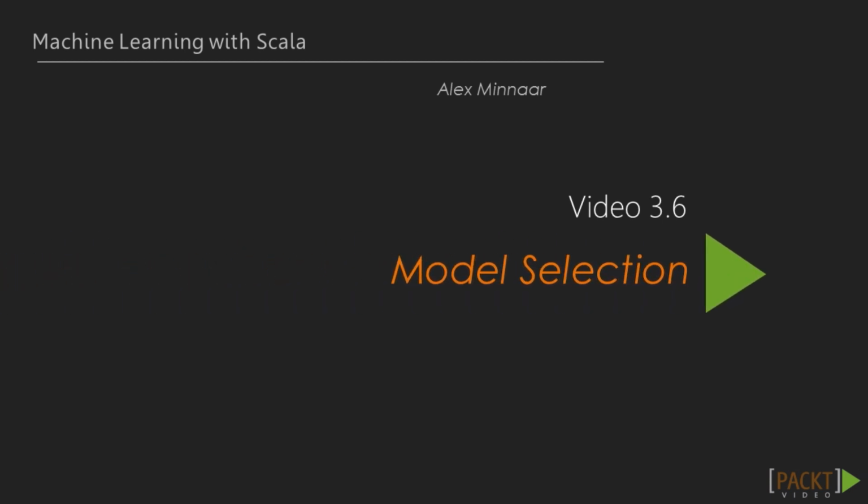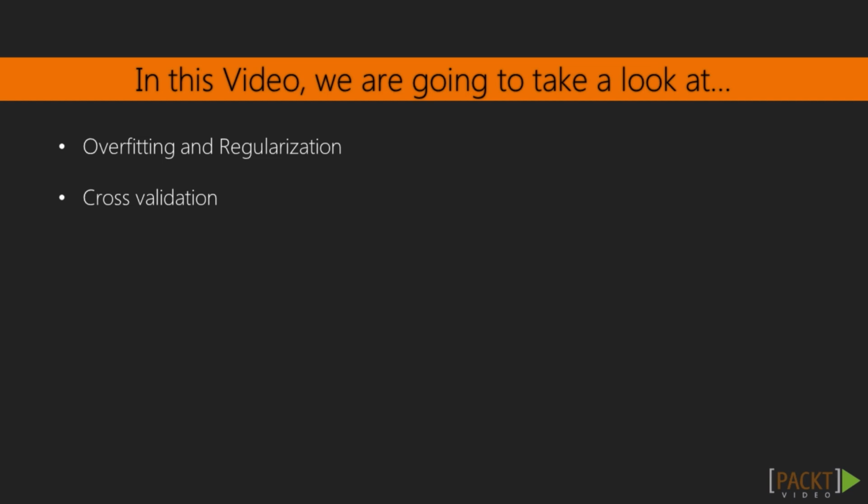In the previous videos, we learned about several regression and classification algorithms. Now that we understand these supervised learning models, the next step is to learn how to evaluate them. This process is called model selection. In this video, we will first take a look at the important concepts of overfitting and regularization. Then we will look at the commonly used cross-validation evaluation technique.